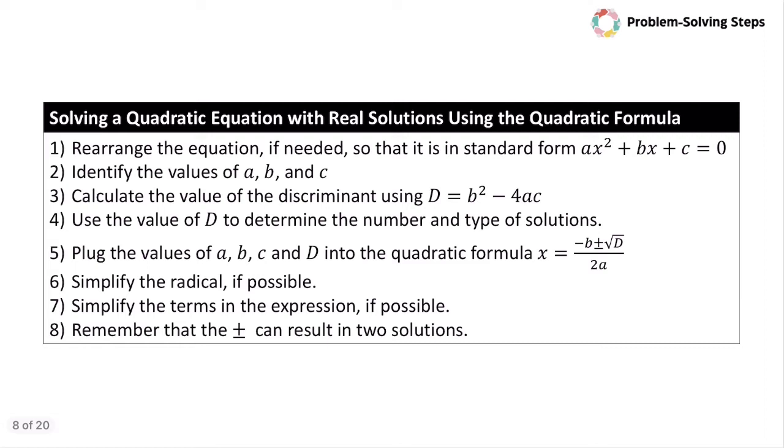So when we solve a quadratic equation with real solutions using the quadratic formula, we're always going to start off by rearranging our equation if we need to so that it's in standard form. Then we'll list out the values of a, b, and c and calculate the value of the discriminant. Based on the discriminant, we can predict the number and type of solutions, and then plug all the values we have into the quadratic formula to find the solutions. We can simplify the radical if possible, and then simplify the terms in the expression if possible. And remember that the plus or minus can result in two solutions.